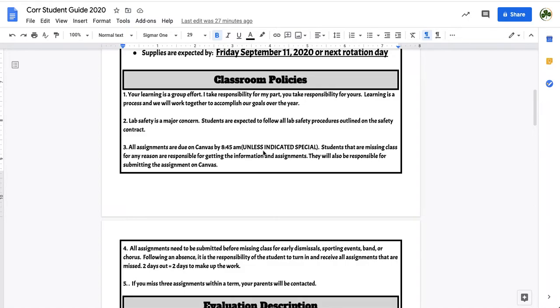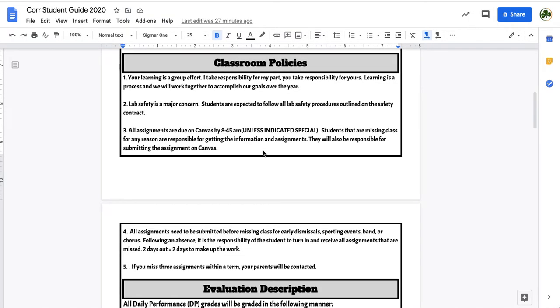All assignments in my class are due by 8:45 unless indicated otherwise. Some of the labs are due later in the day. Some of the labs are due the next day or 2 days from when we started the lab, because they're pretty extensive. But if it's just a normal homework assignment, it's usually due at 8:45 that day, and that goes for our entire team. If you're missing class for any reason, you are responsible for getting that information and assignments.